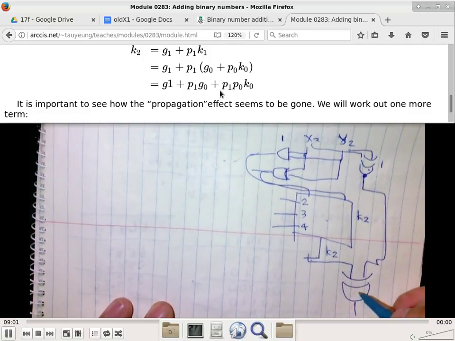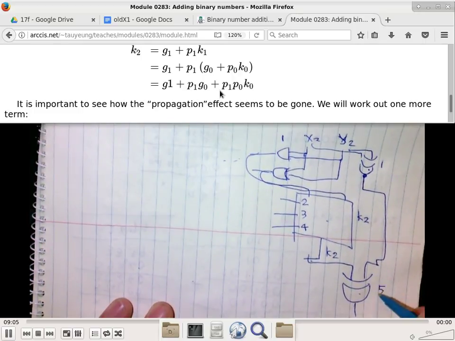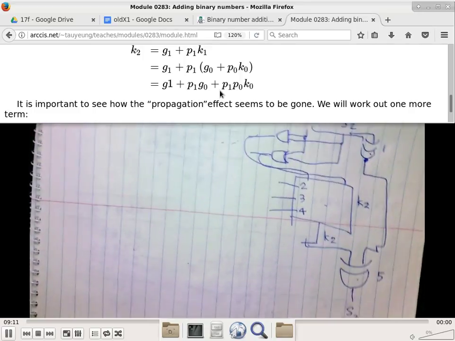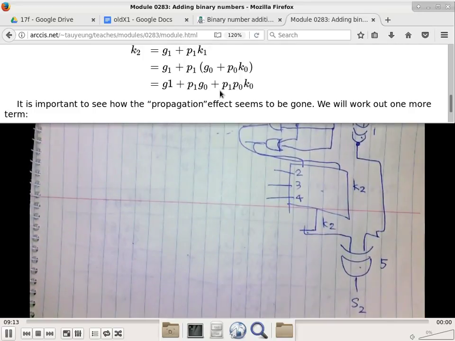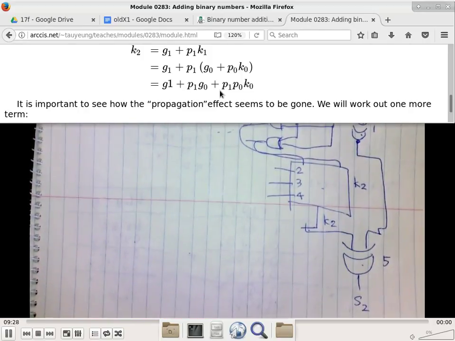This one cannot be done until K2 is done. So this is the 5th level. So it will take 5 levels of gates to compute S2, which is down here. So that's the answer. This is taking more time. It's taking 1 gate propagation longer than K3, because K3, which is in the previous slide, only takes 4 levels of propagation.